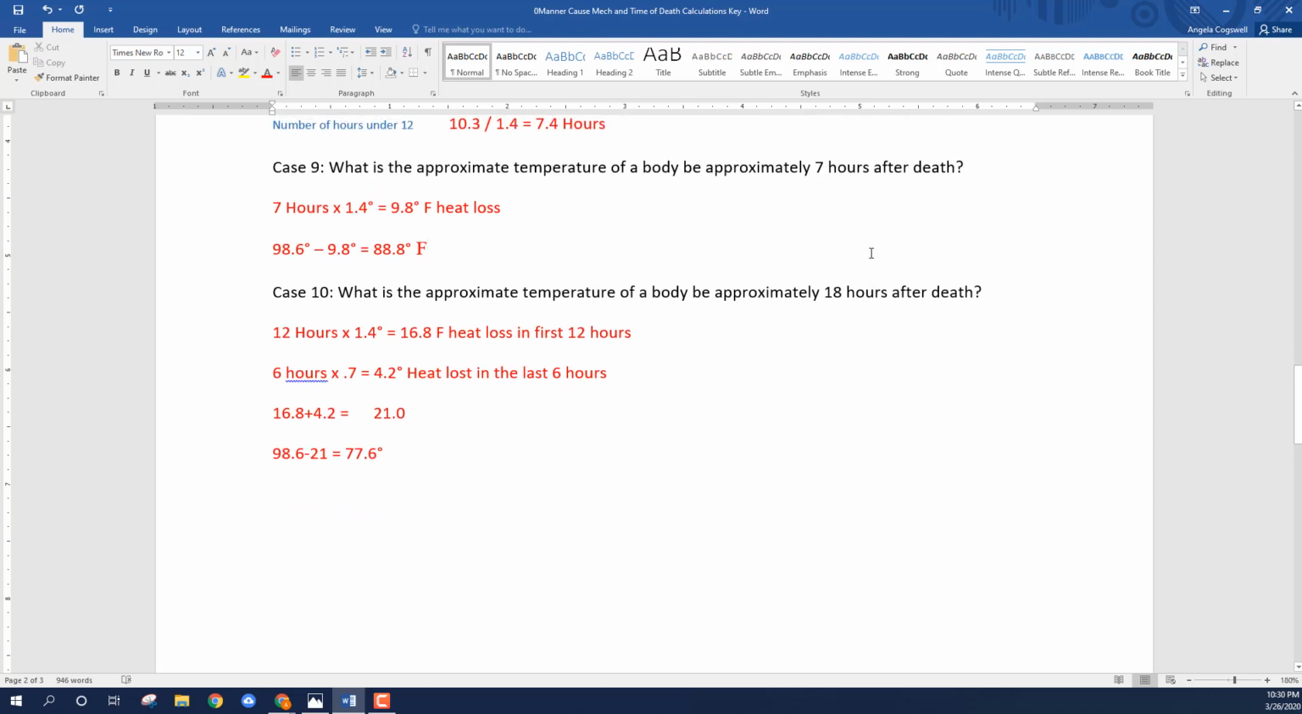Number 10, 18 hours after death, so we know we're going to have to use two separate calculations here. In the first 12 hours, they lost 16.8 degrees. We know that. There were 6 more hours, with a heat loss of 0.7 degrees per hour. That gives us a total heat loss in the second 6 hours of 4.2. You add these two heat losses together, which gives us 21 degrees Fahrenheit. Subtract that from the average body temperature, and that gives you an answer of 77.6 degrees.